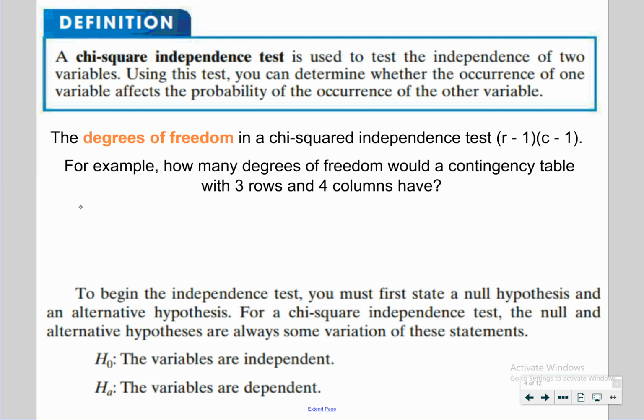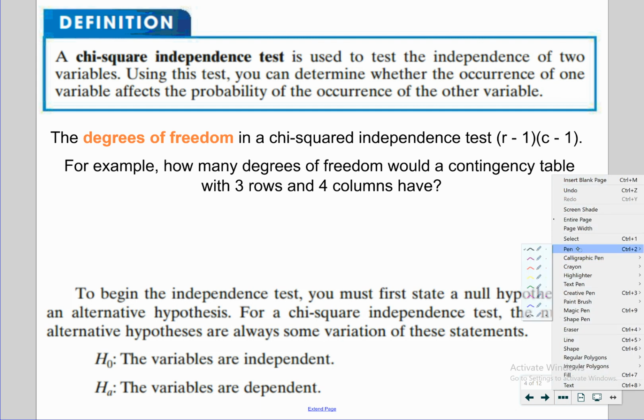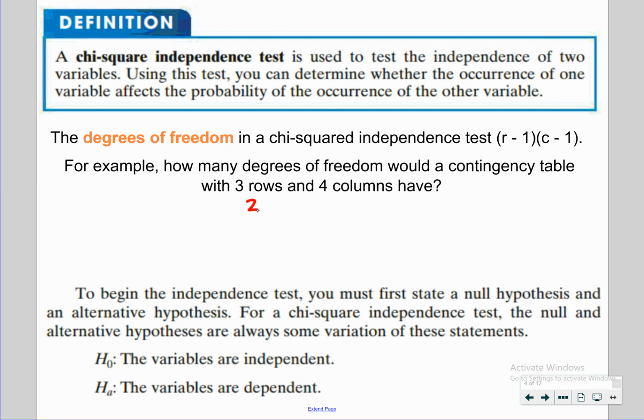So for example, if I had a table with all of my frequencies that was 3 by 4, what would my degrees of freedom be? It would be 6. You just take one less than each of those, 2 times 3, multiply them together. Degrees of freedom we would use on the chart is 6. So that's how we're going to find that value.